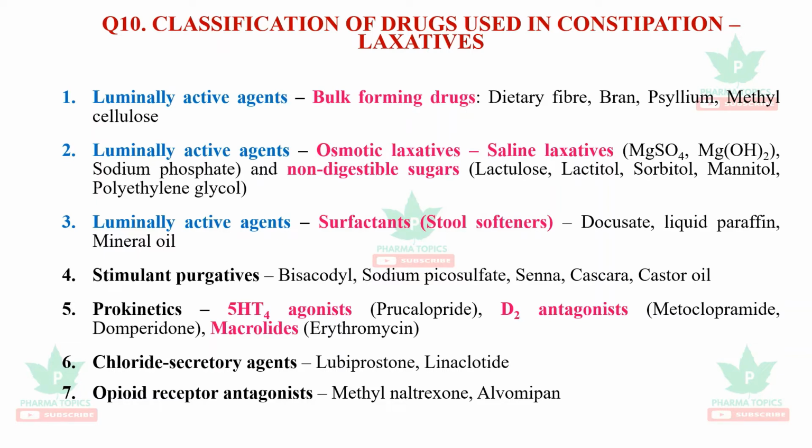Prokinetics are 5-HT4 agonists, such as prucalopride, dopamine D2 antagonists, metoclopramide, domperidone, and macrolides such as erythromycin. And there are chloride secretory agents such as lubiprostone, linaclotide, and opioid receptor antagonists such as methylnaltrexone and alvimopan. So remember this 7-group classification; it will be very useful for attending the 5-mark question.